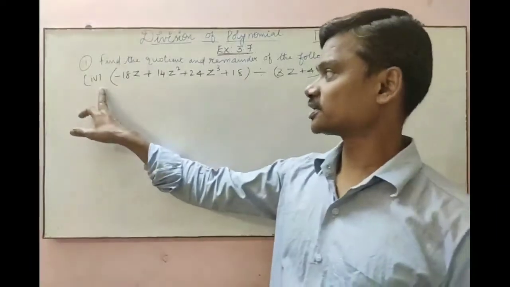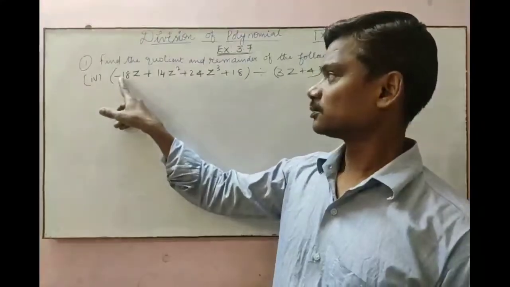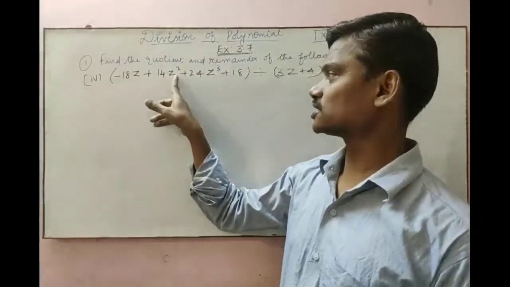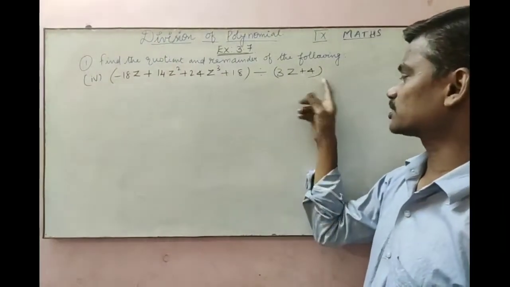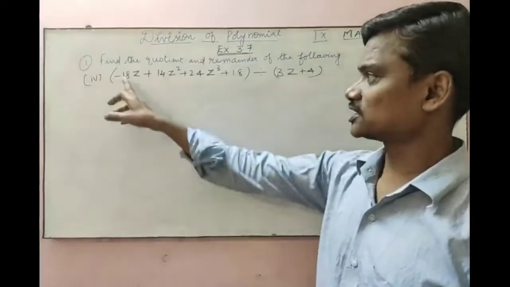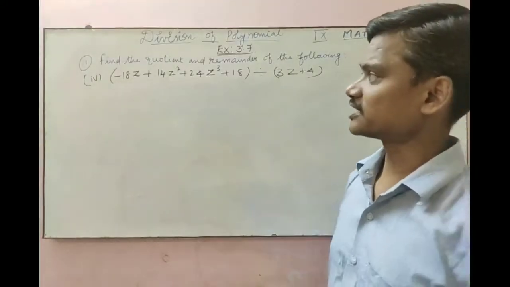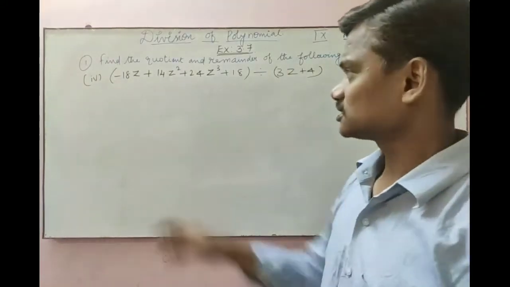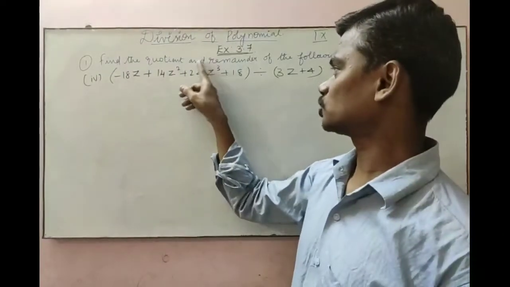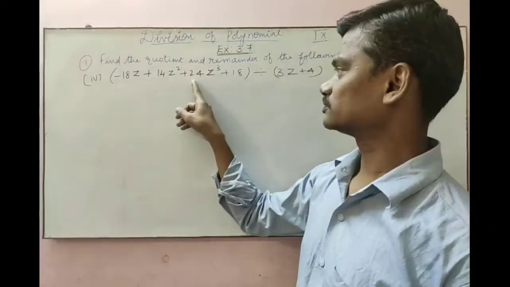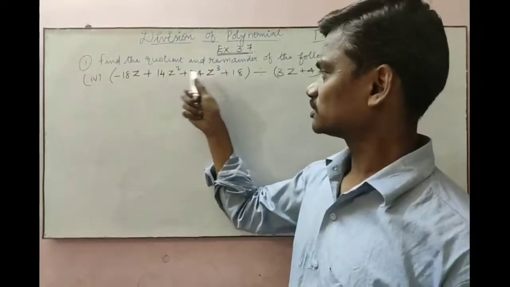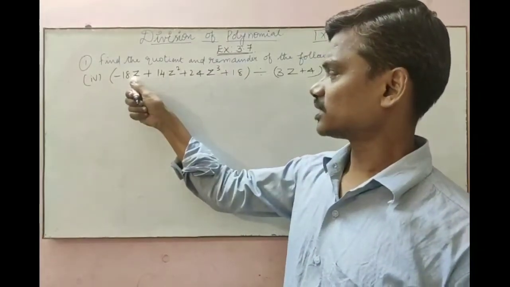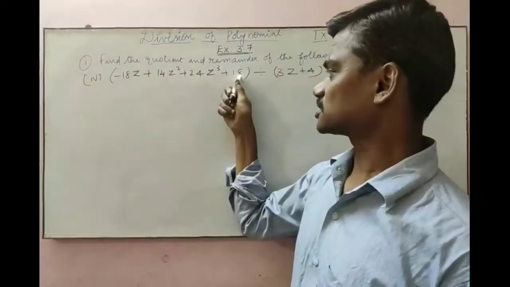Next, the fourth subdivision. In this, minus 18z plus 14z square plus 24z cube plus 18 divided by 3z plus 4. Look at this polynomial. This is not in the standard form. That means this is also a cubic polynomial, but the cubic term is in the third term. So first we have to arrange this. We have the cubic term, square term, power 1 linear term and then constant term.